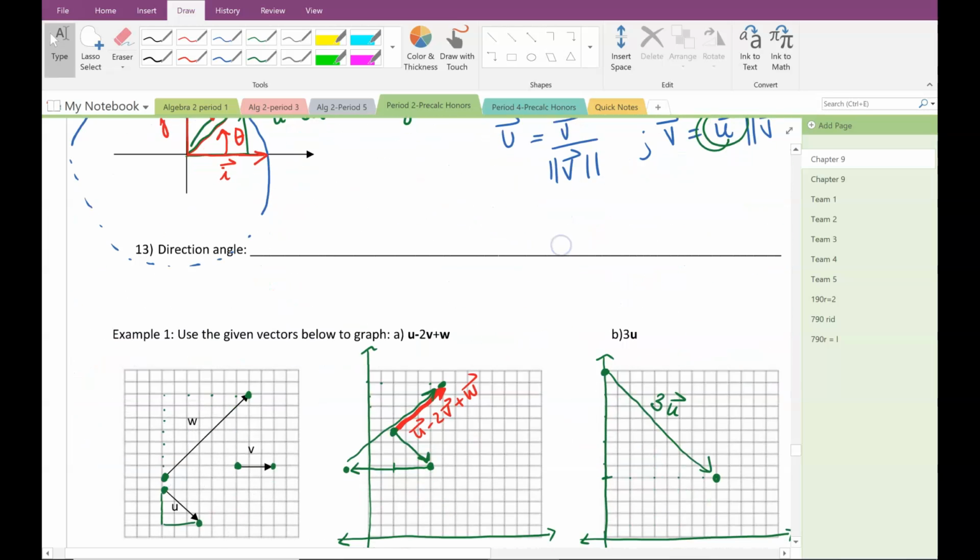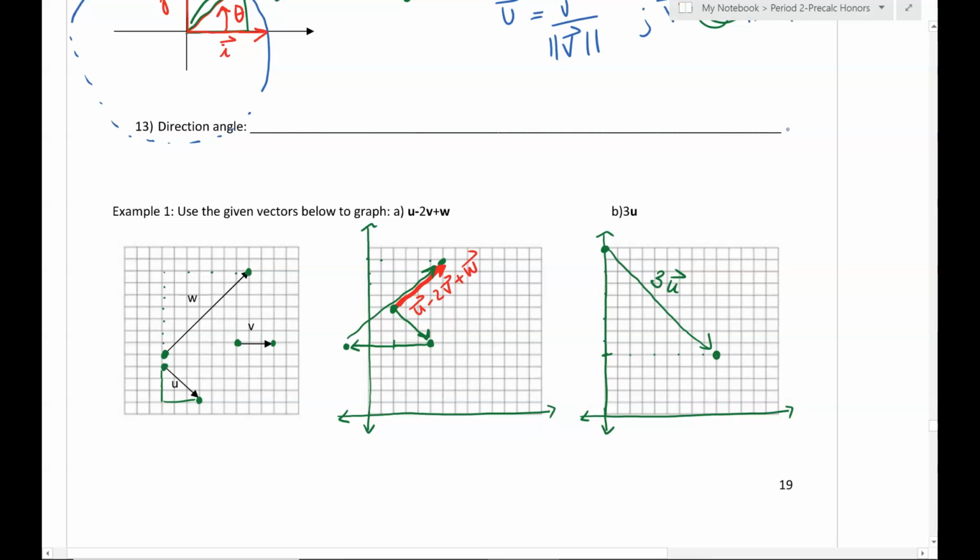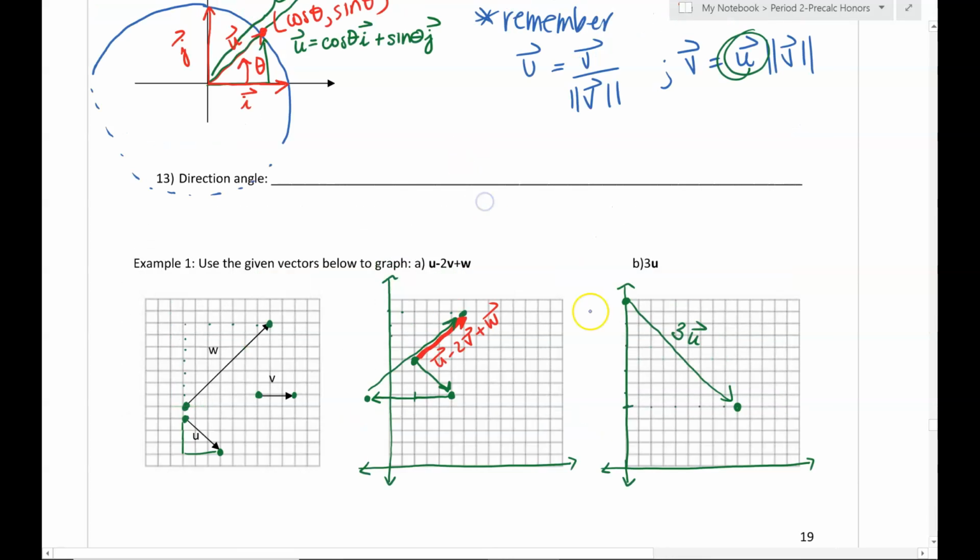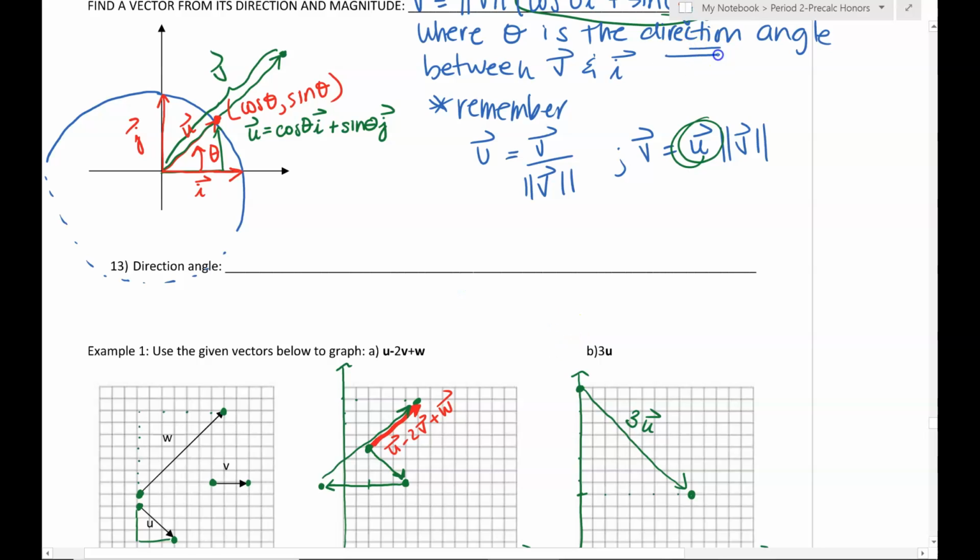All right, let's go to our last definition here. It says direction angle, and we kind of used that in the upper definition. Direction angle is restricted only between 0 degrees and 360 degrees, inclusive of 0. You can also use radians.